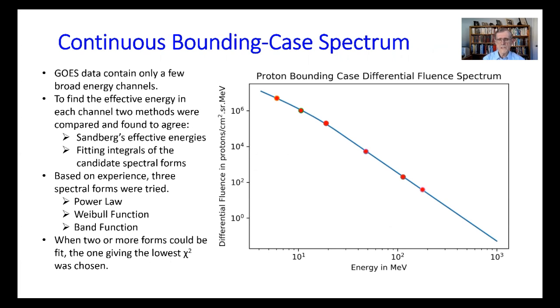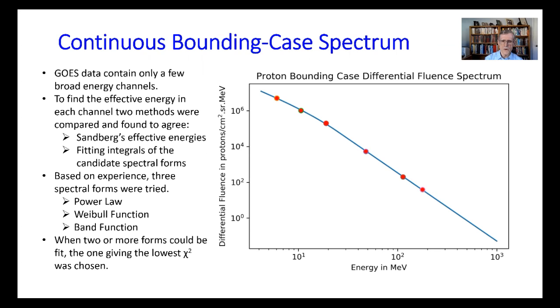Now, the GOES energy channels are quite broad, so even when all of the energy channels are above background, as is the case with the proton spectrum shown here, you still need a better definition to provide to the spacecraft contractors. And so we needed to fit a spectrum through these 6 data points. These broad energy channels need to be carefully considered. One needs to use an effective energy for each of the energy channels if you're going to fit a differential spectrum or spectral form. And so we used the Sandberg effective energies from the NOAA CEPM project.